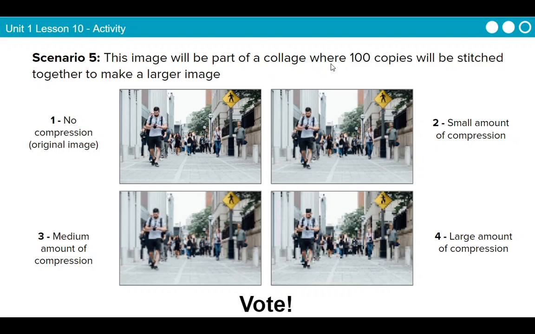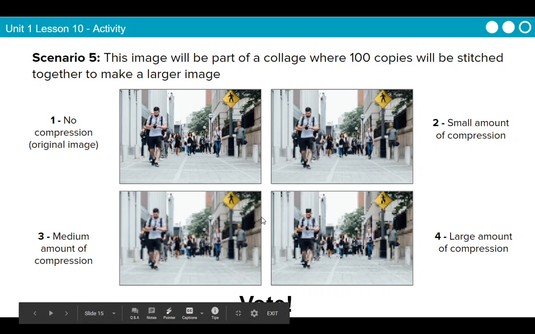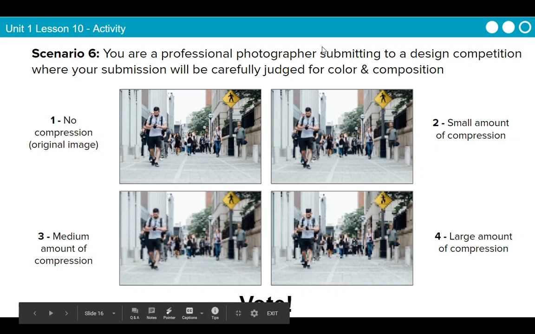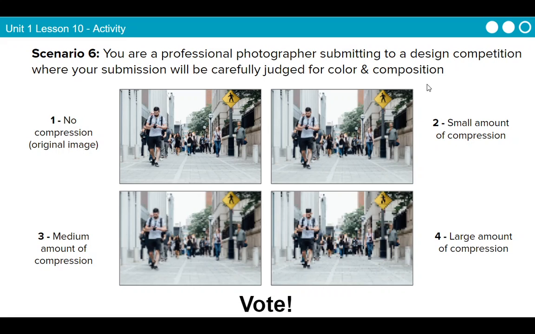The image will be part of a collage where 100 copies will be stitched together, making one large image. And this probably doesn't do it justice, but I think what they're going for is this one, because again, once you have 100 of these copies and you're shrinking these down and moving them, you probably can't see that this is a backpack anyway when you shrink this down as well. And you're a professional photographer doing a design competition, judging color and composition. So what would you pick?